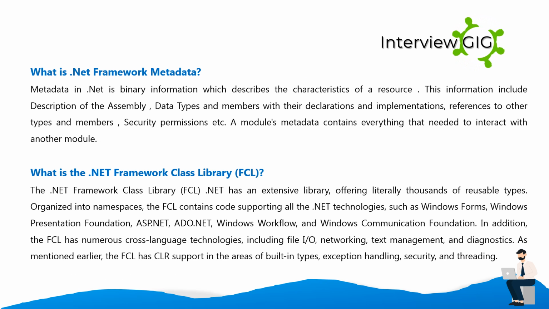What is .NET Framework metadata? Metadata in .NET is binary information which describes the characteristics of a resource. This information includes description of the assembly, data types and members with their declarations and implementations, references to other types and members, security permissions, etc. A module's metadata contains everything that is needed to interact with another module.